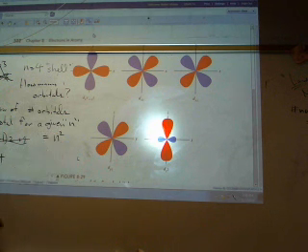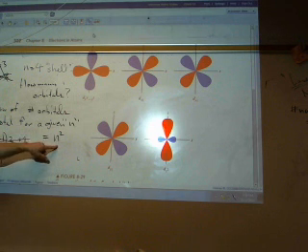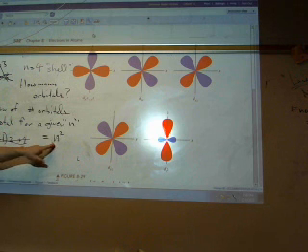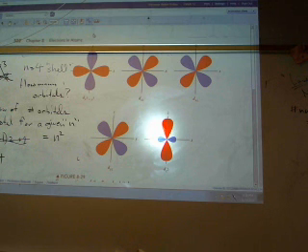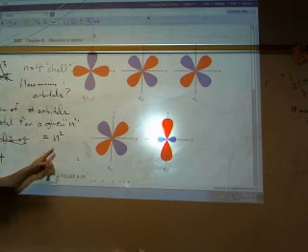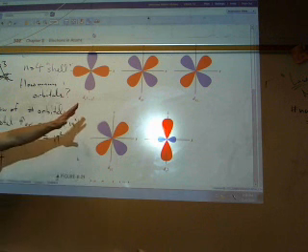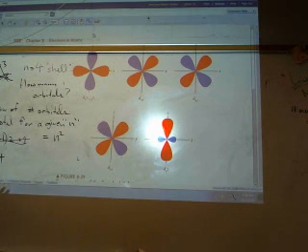Let's try. So if n equals 1, we get 1 squared. That gives me 1 orbital. If n equals 2, it's 2 squared, a total of 4 orbitals. That's correct because we had a 1s and 2s and 3 2p's. So that's right. N equals 3, we have 3 squared, which means 9. Did we have 9 orbitals? Yeah, we had 3 of those 3p's, 1 3s, and 5 3d's makes 9 total orbitals.